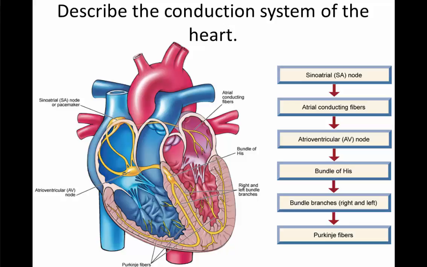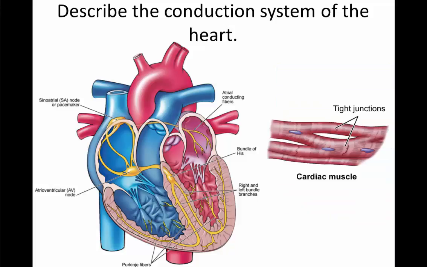As that depolarization occurs, because of the movement of sodium and potassium, as we saw earlier in the nervous system, they signal the contraction in the cardiac muscle. And we looked at the cardiac muscle, again, in the tissues unit as well as earlier in this unit, and we talked about the tight junctions.